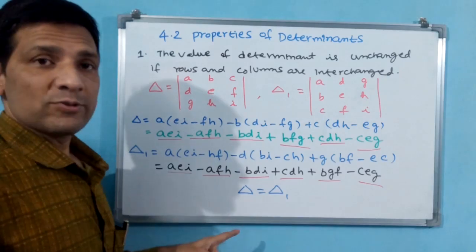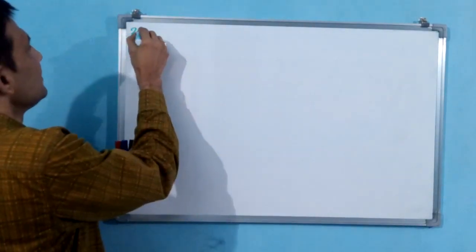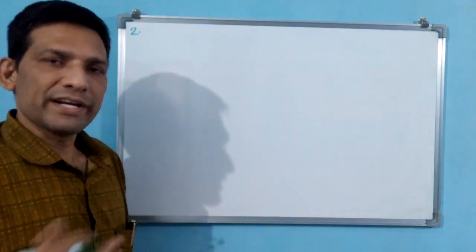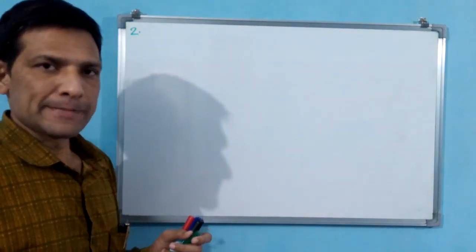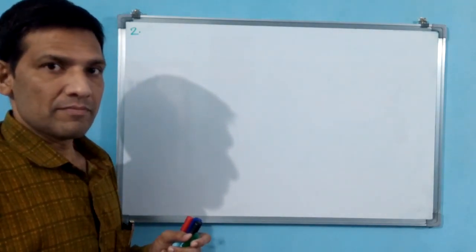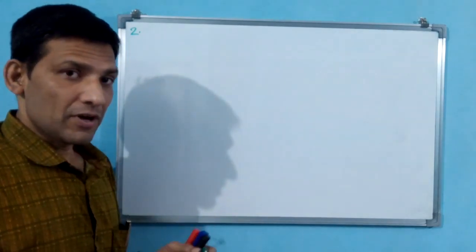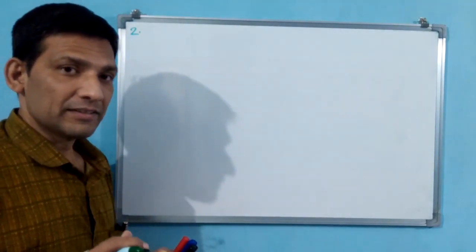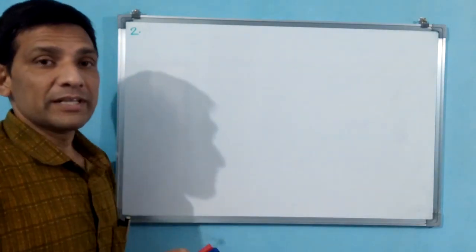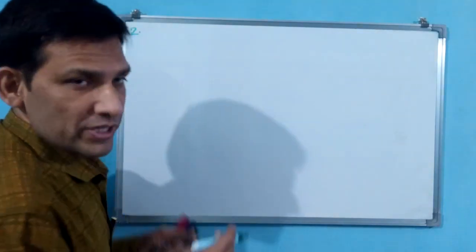Okay. Let us go for the second property. What is that second property? If any two rows or columns are interchanged, any two rows or columns, see, not completely, not all. You understand? Any two rows or columns are interchanged, then the sign of the determinant is going to change. I am writing like this.